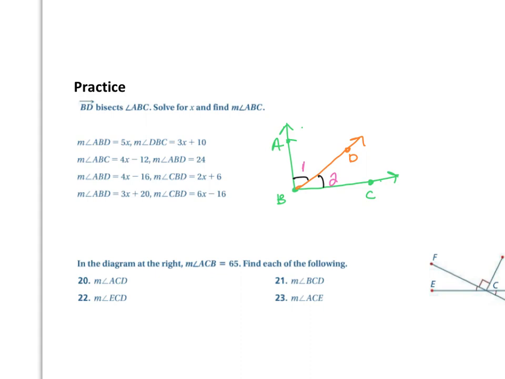If that bisects, those angles are equal, so that means that 5x equals 3x plus 10, and then we can solve that equation. Okay, subtract 3x from both sides, we get 2x equals 10, divide by 2, x equals 5. So on our first one here, x equals 5. Okay? And we can follow that similar thing for each of these problems here.